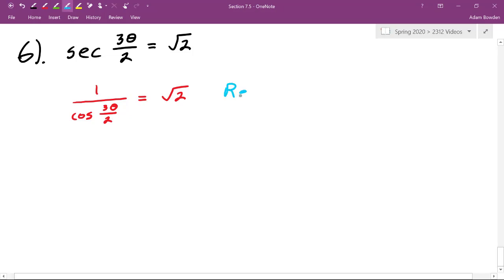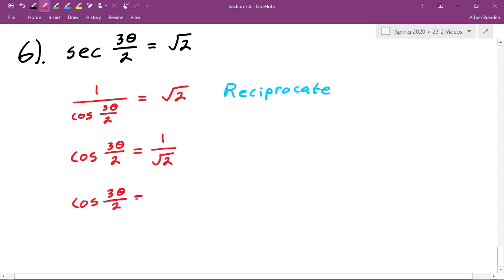Now to continue to solve, I'm going to reciprocate each side of the equation. So if I take the reciprocal over here, it'll flip it around to just cosine of 3 theta over 2. But taking the reciprocal of the other side would turn it into 1 over the square root of 2. And rationalized, that would be the same thing as square root of 2 over 2.